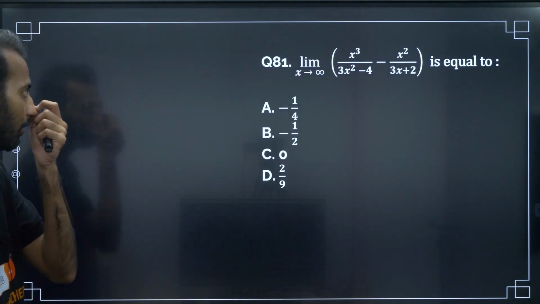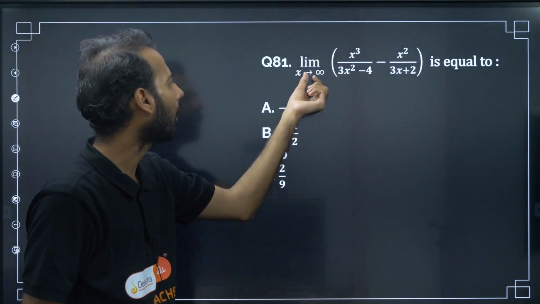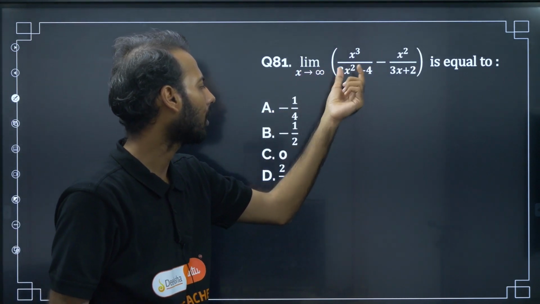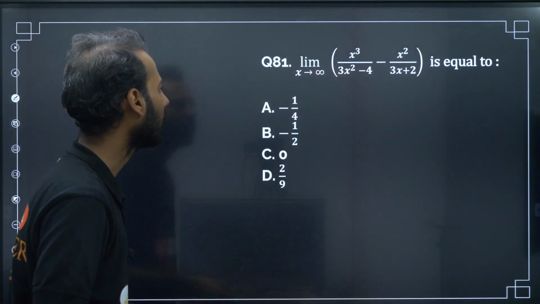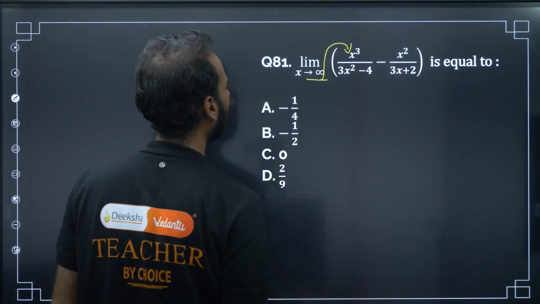Next, moving to the next question. Limit x tends to infinity of an algebraic expression. They are applying the limit to this algebraic expression and asking to find its value. So the first method is to substitute infinity here.